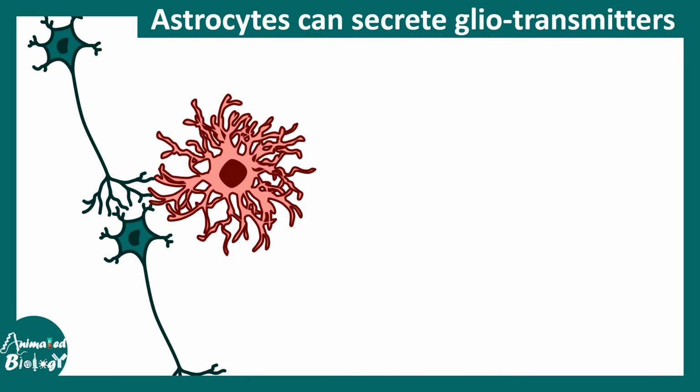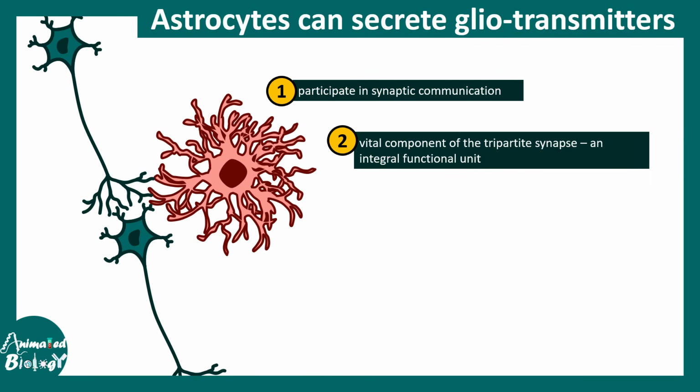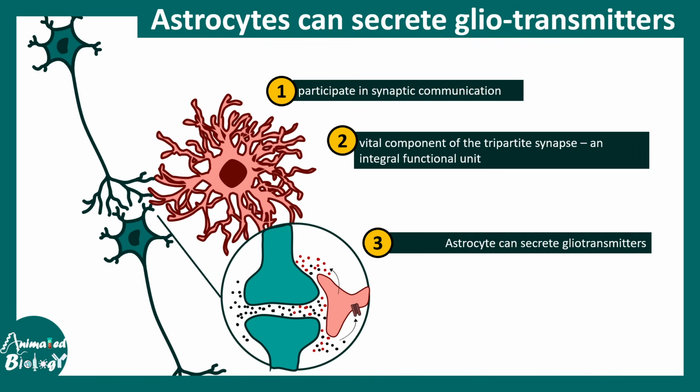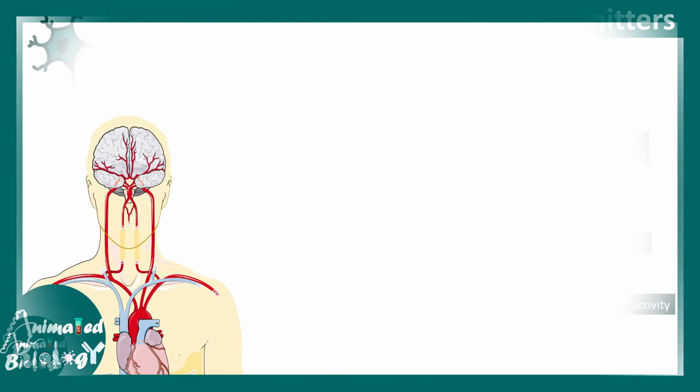Now, astrocytes also secrete several molecules which are known as gliotransmitters. These gliotransmitters not only participate in neuronal activity modulation, but they have other messenger roles as well. So first, astrocytes participate in synaptic communication, and they are a vital part of this tripartite synapse. These gliotransmitters are received by specific receptors present on the pre- and the postsynapse, and thereby neuronal activity can be modulated via the astrocytes as well. So these are the latest updates from the research side.